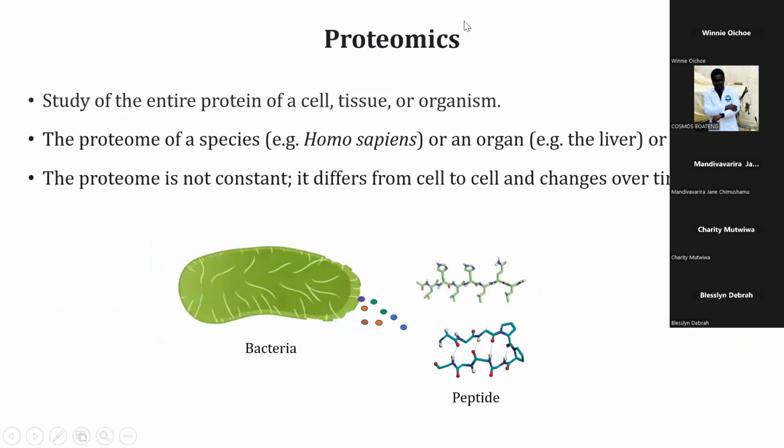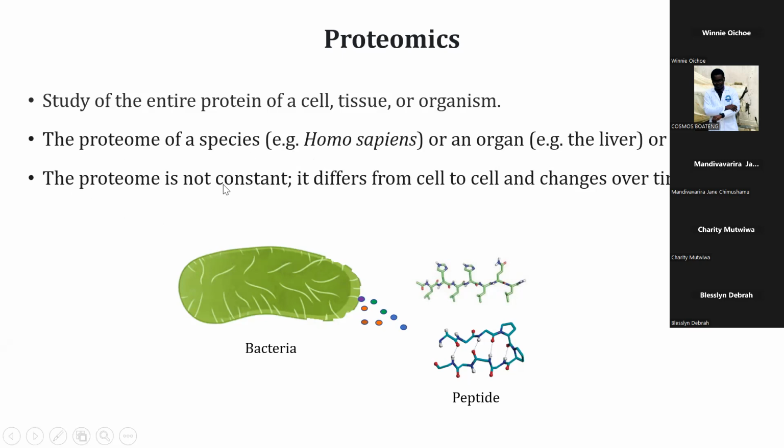So now coming to proteomics. What is proteomics? It is the study of the entire protein of a cell or a tissue or an organism. So the proteome can be of a species, that is Homo sapiens or E. coli, meaning the entire protein of the E. coli culture, or it can be of an organ, that is the proteome of a liver cell or a kidney cell, or cancer cells, or also it can be of a particular cell.